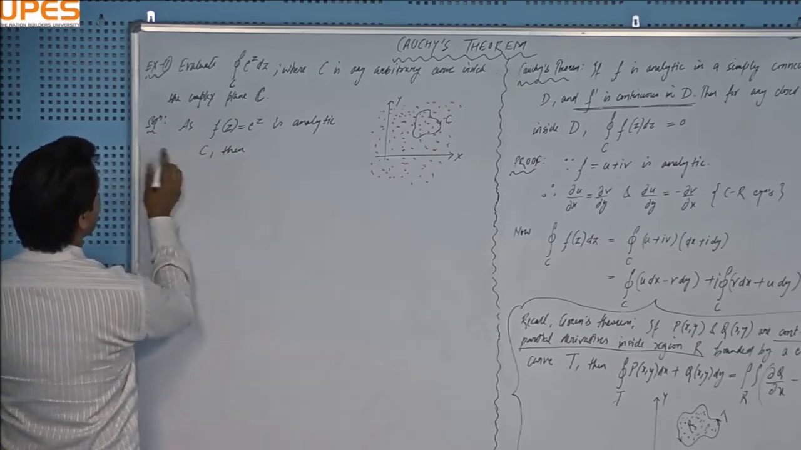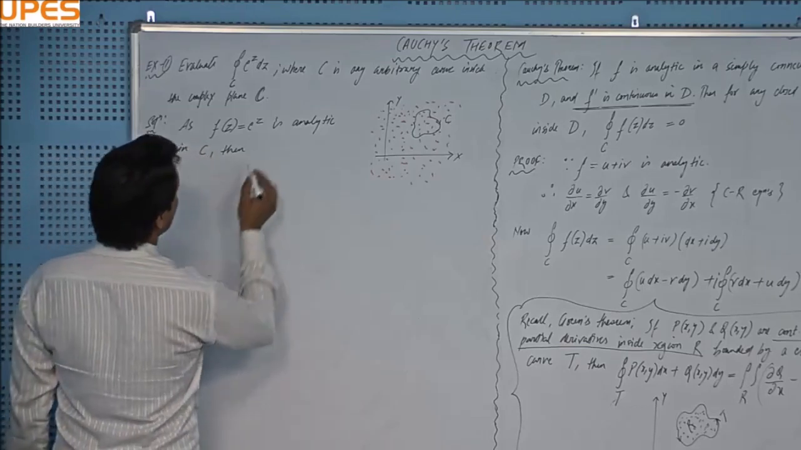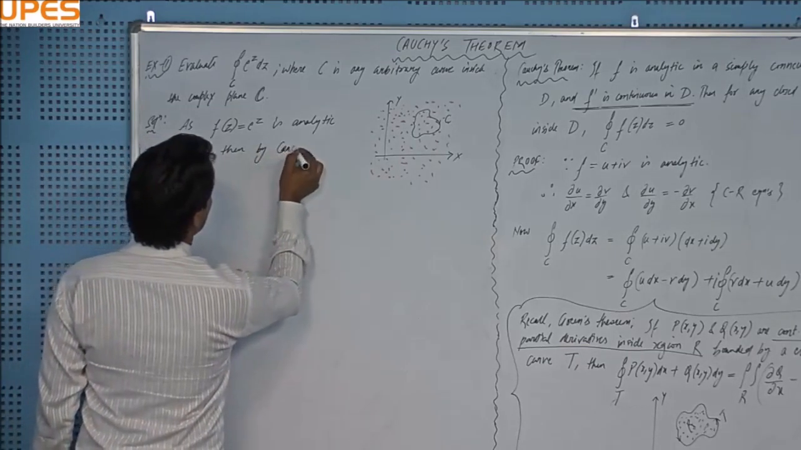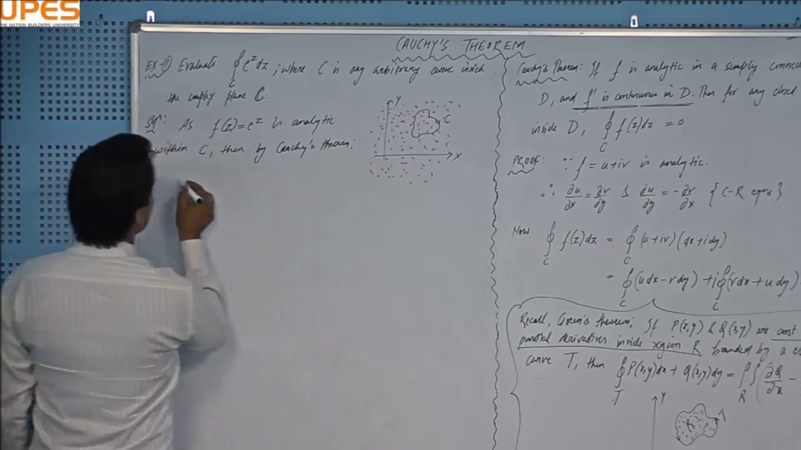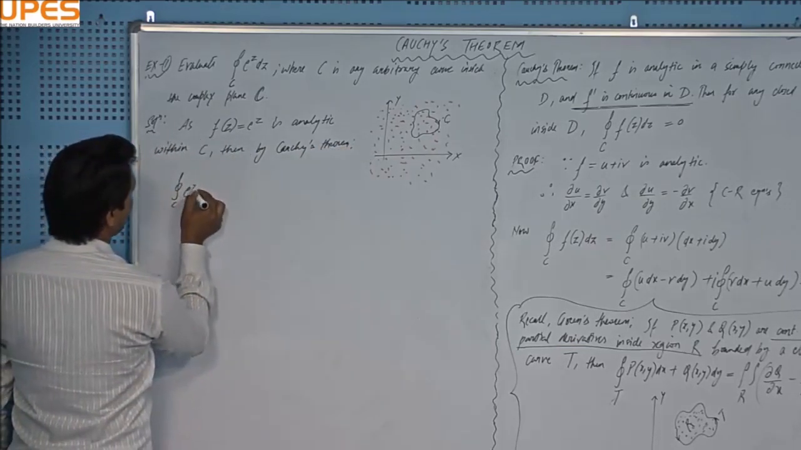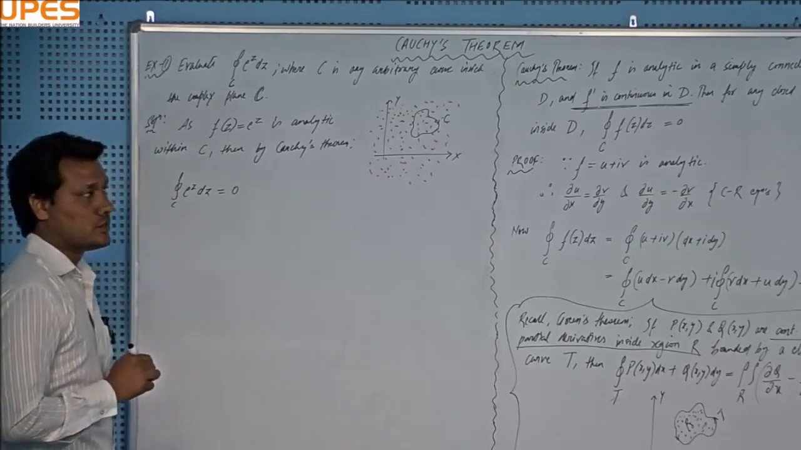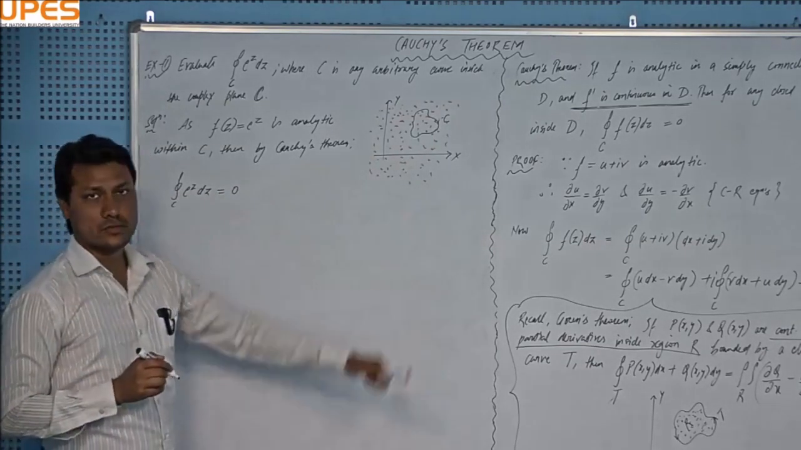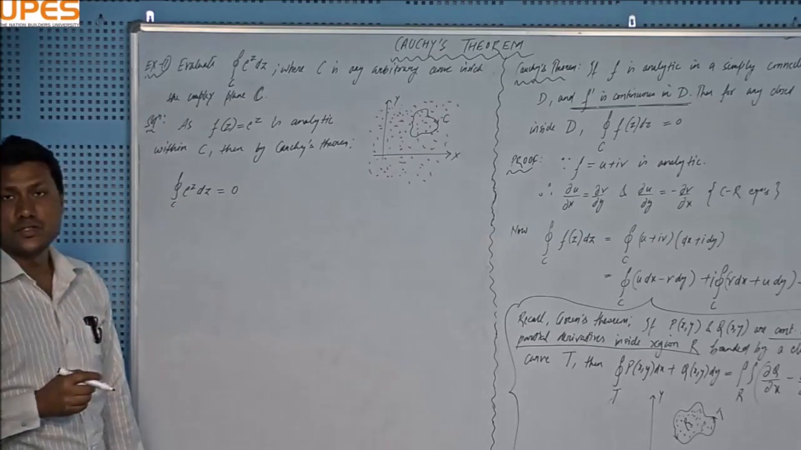Or should I write it within C? Within C. Then, by Cauchy's theorem, the integration over C of e to the power z dz is equal to 0, right? So I have used that theorem. No need to integrate it, because you know that the result will be 0, right?